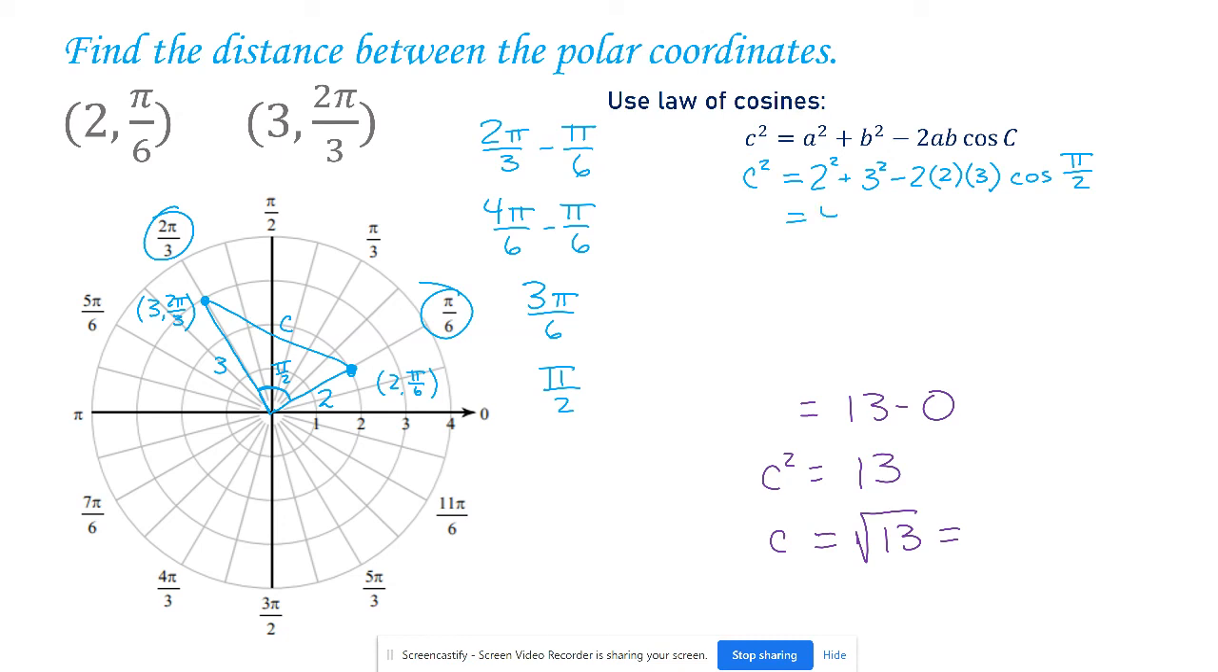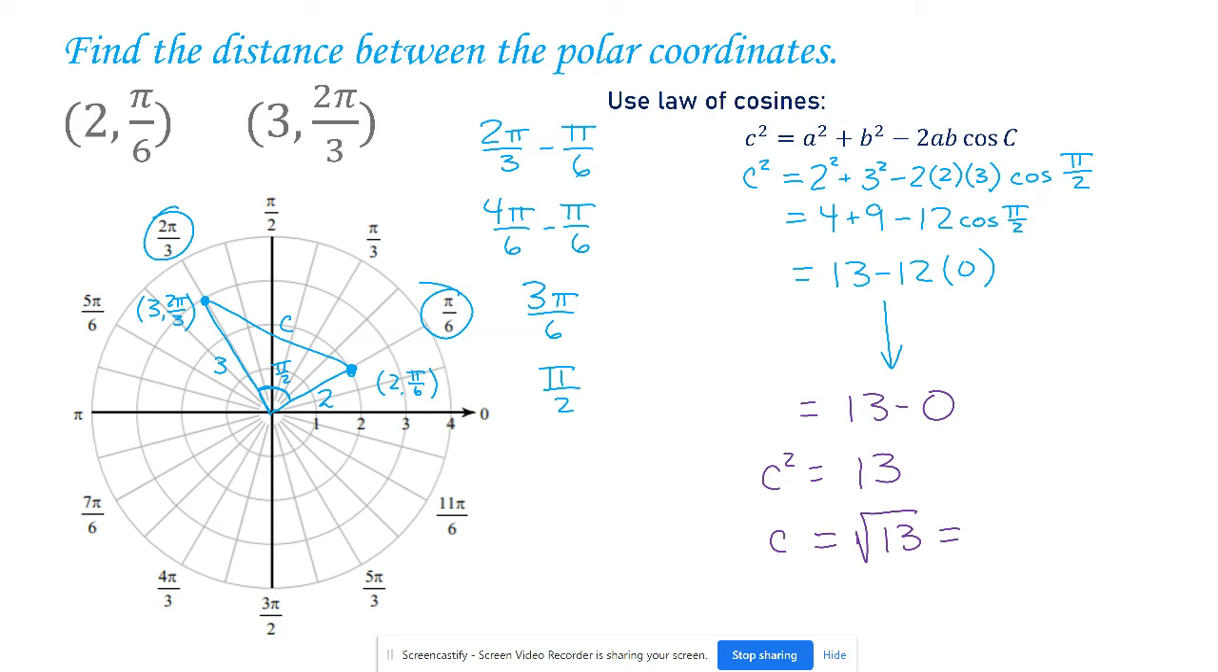So we work this out. 2 squared is 4, 3 squared is 9. 2 times 2 times 3, 2 times 2 is 4, times 3 is 12. And then cosine of pi over 2. 4 plus 9 is 13. Cosine of pi over 2, you can put that in a calculator, make sure it's set on radians. But that ends up being 0. And then, we've got the rest down here in purple. So 13 minus 12 times 0 just becomes 13 minus 0, which is 13.